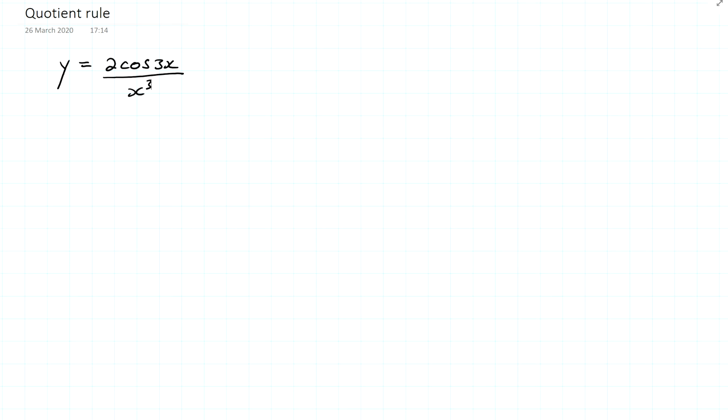The rule says if you want to take the derivative of this function, dy/dx is equal to v times the derivative of u minus u times the derivative of v. Just make sure you have it this way around. It is very important. You don't first take the derivative of v. You must first write down v as it is, times the derivative of u minus u times the derivative of v, all over v squared.